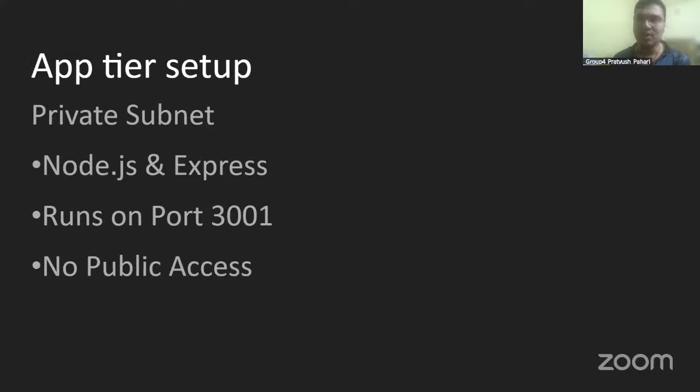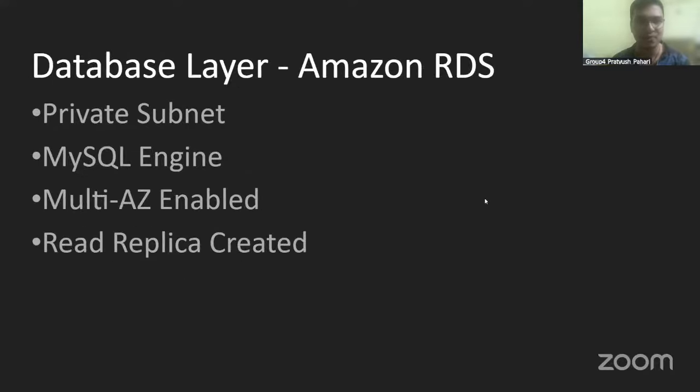For the app tier setup, we cannot directly access the app EC2 instance as it's present inside a private subnet. So in this case, we'll use the concept of a jump host or Bastion host. In the demo, I will show you how it can be done and how we can go inside the app EC2 instance and configure the backend there. We all know the backend is running on port 3001, and we need to configure Node.js and Express.js. And yes, it doesn't have any public access.